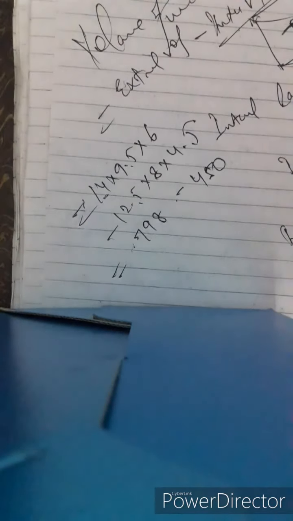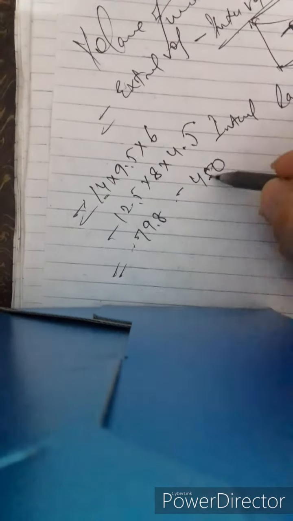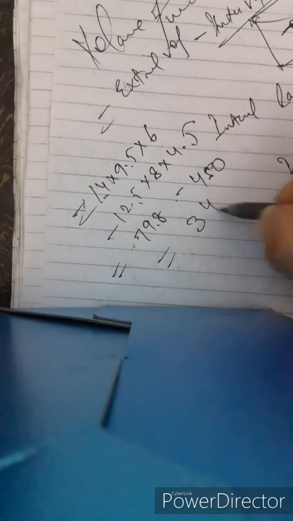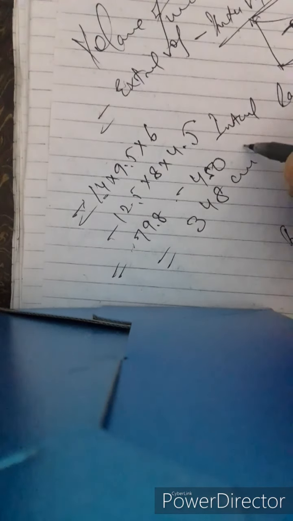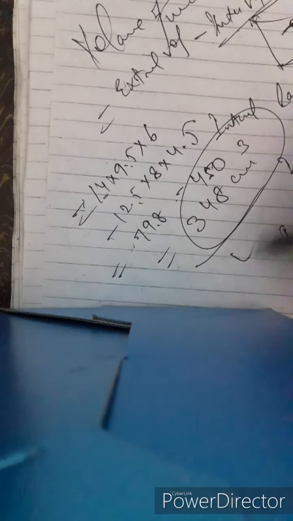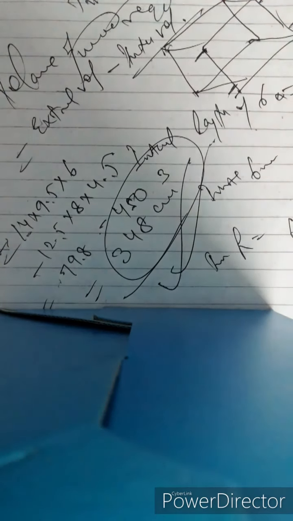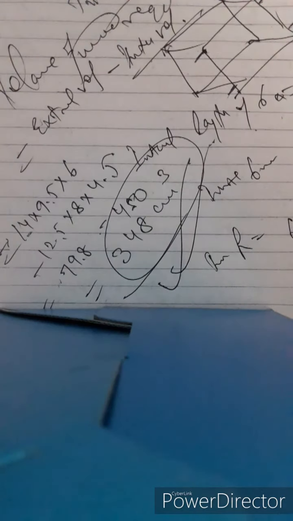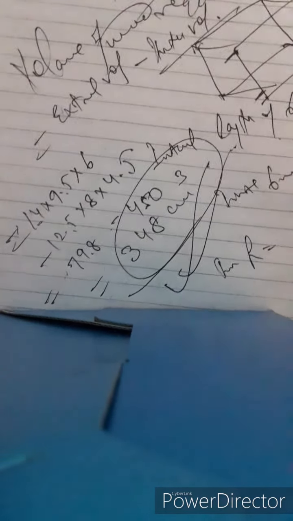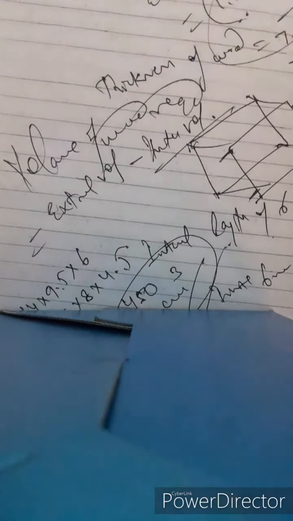All right, so 798 minus 450, 348 centimeter cube. So this is the volume of wood, 348 centimeter cube is required to build the box. All right, so we saw this problem. I hope you understand this problem, how we solved it.